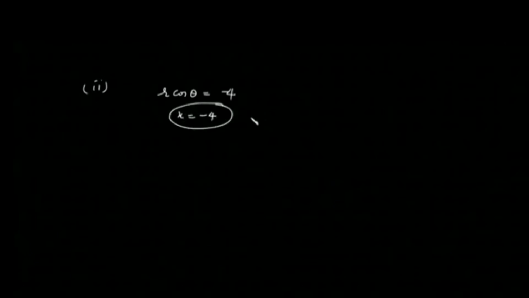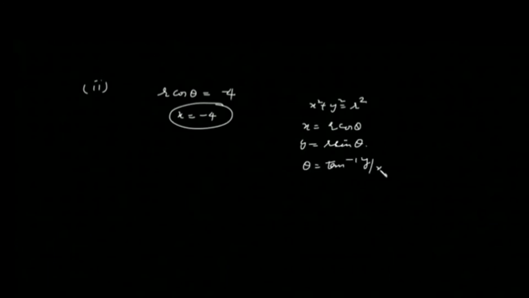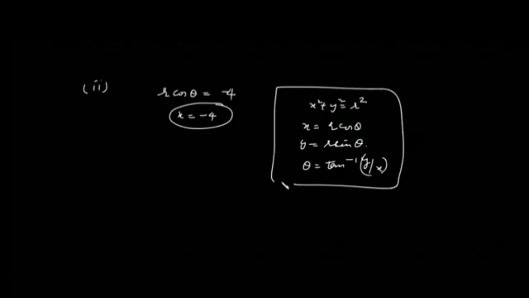Similarly, if a Cartesian equation is given to us, we can convert it into polar by substituting x square plus y square to be r square, or x is equal to r cos theta, y is equal to r sin theta, or theta to be tan inverse y upon x. So we have this relation in Cartesian and in polar.